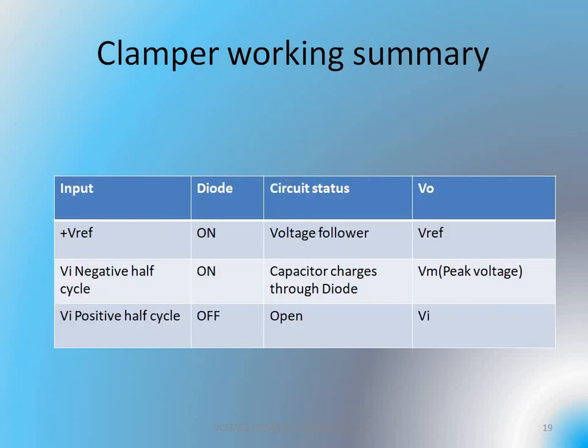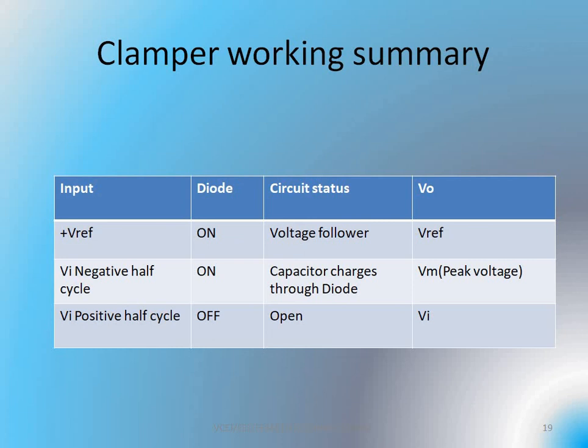So this summary will give a clear picture. When the applied input is working based on the reference signal, assume that you haven't applied any input. The reference signal will keep the diode in the on condition, which makes the circuit act as a voltage follower. So the output is dependent on the V reference.